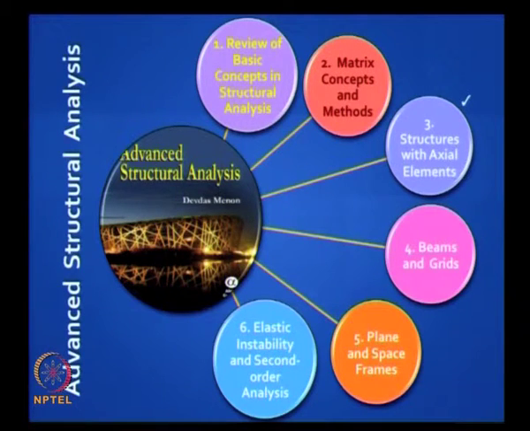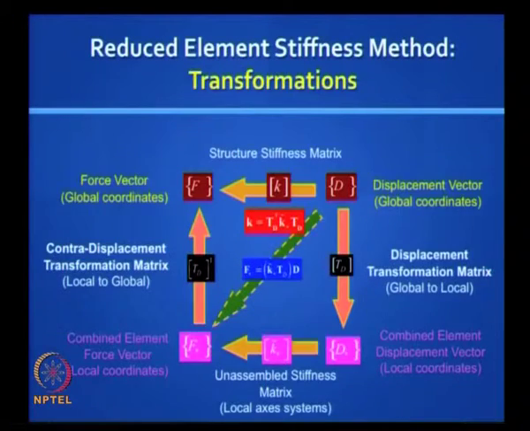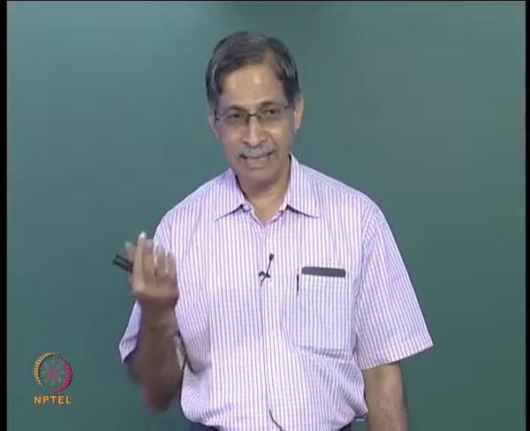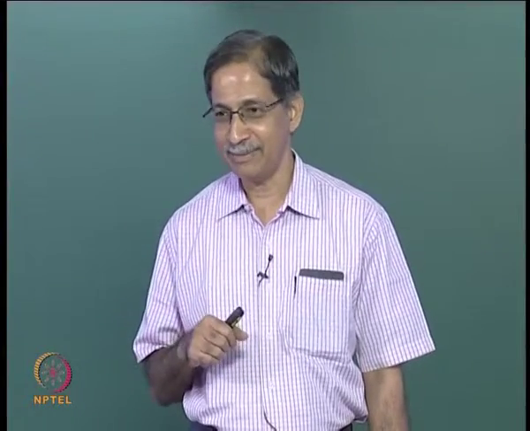This is covered in the book Advanced Structural Analysis, Reduced Element Stiffness Method. Remember this diagram. This is one way of seeing the big picture: global coordinates, local coordinates, structure stiffness matrix, element stiffness matrix and the two transformations. In the stiffness method, especially the reduced element stiffness method, your first task is to get the TD matrix correct, and you remember we had some difficulty when we did the plane truss, but is it clear? Today I will show you an alternative way of doing it.